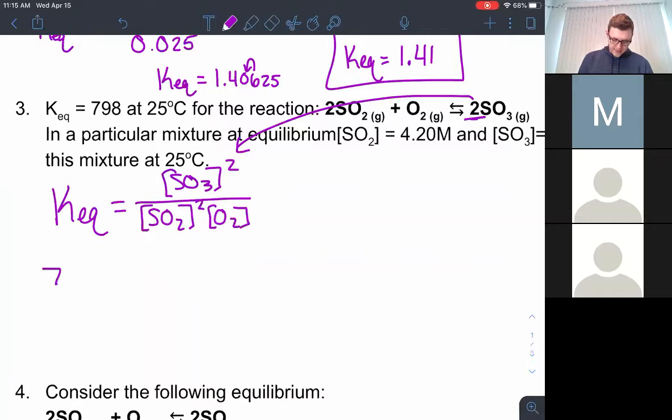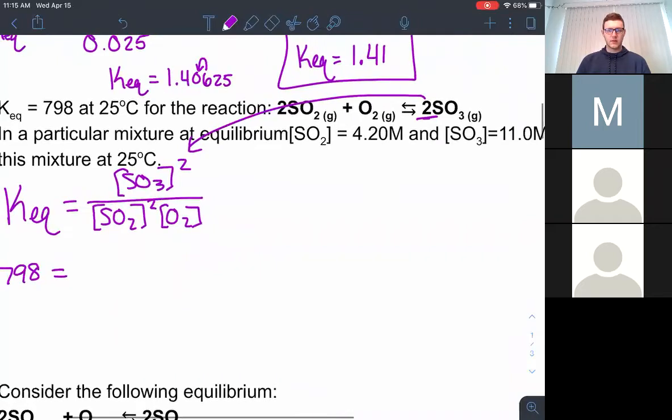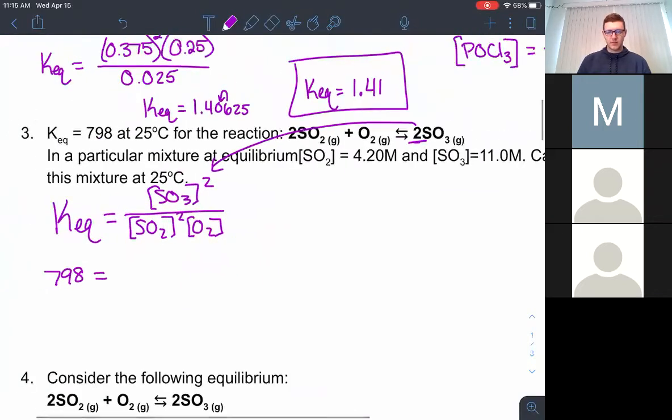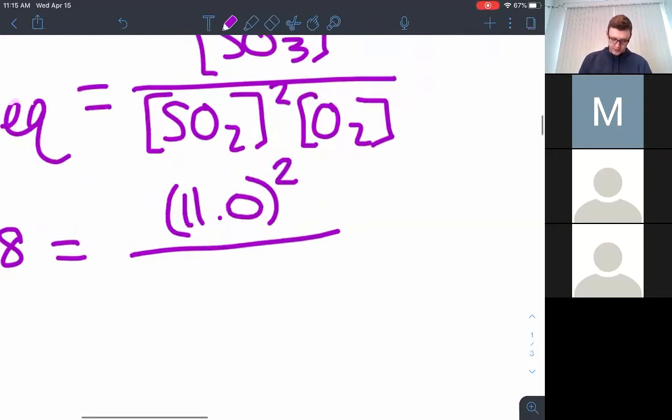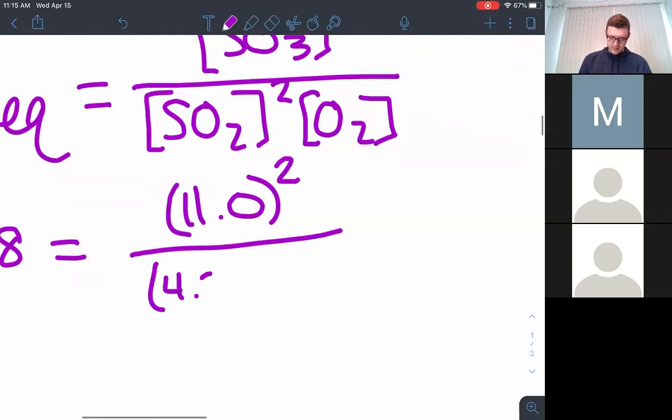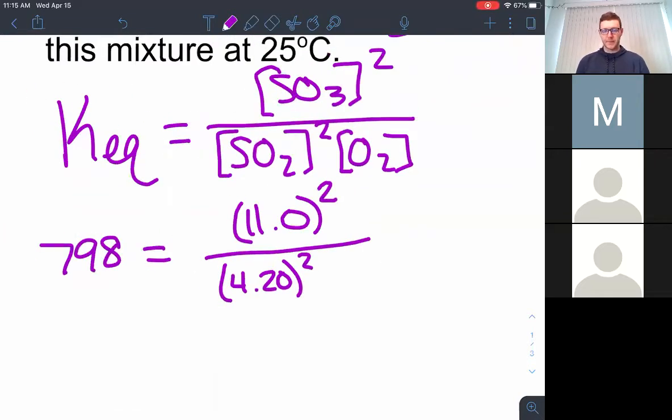798. 798. Perfect. Do we know the concentration of SO3? Yeah. What is it? 4.20. Careful. So SO3 is going to be 11. Do we know the concentration of SO2? 4.20. Yes. 4.2. Do we know the concentration of oxygen? No.